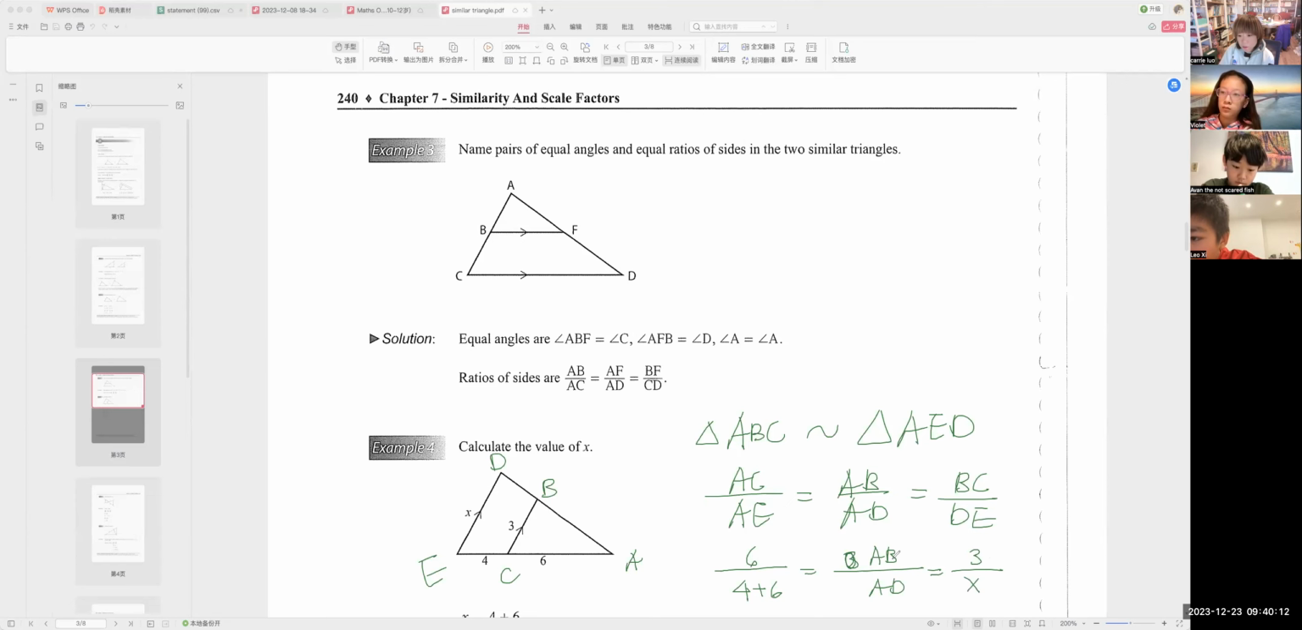They want us to find out X, so the AB and AD part is not relevant. So it's 6 over 10 equals 3 over X. Cross multiply, so 30 equals 6X. So X equals 5. Understand, Violet?